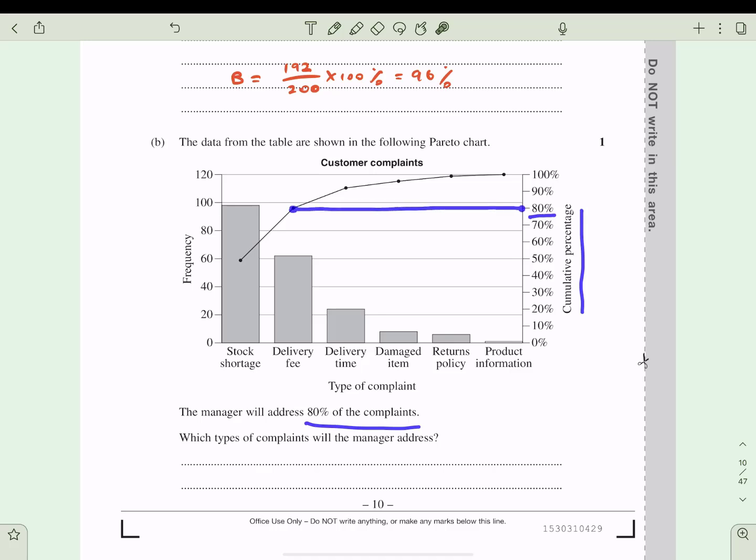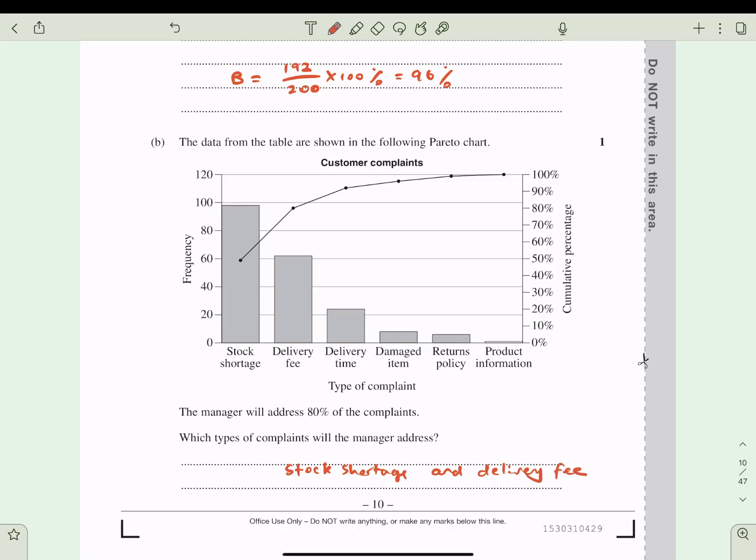So what does that mean? It means that delivery fee as well as stock shortage will be addressed by the manager. So what's my answer? Stock shortage and delivery fee. Okay, all that for 1 mark. And that's it for question 11.